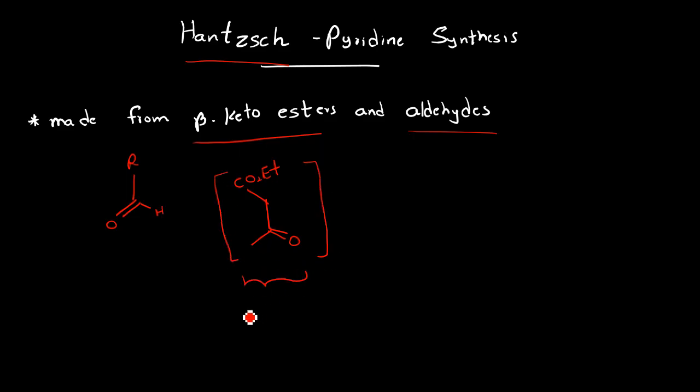So this is a beta ketoester, right? In this mechanism we are using two beta ketoesters and one aldehyde for pyridine synthesis. If you are not familiar with the pyridine molecule at all, I will draw it again. It's just like benzene, but instead of one carbon, we have a nitrogen. So this is pyridine.